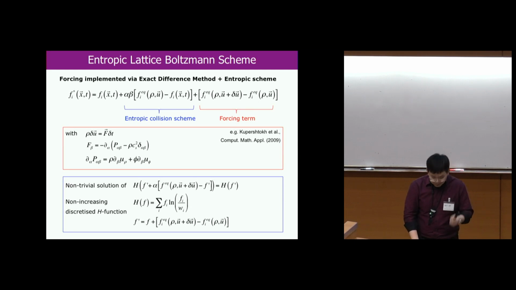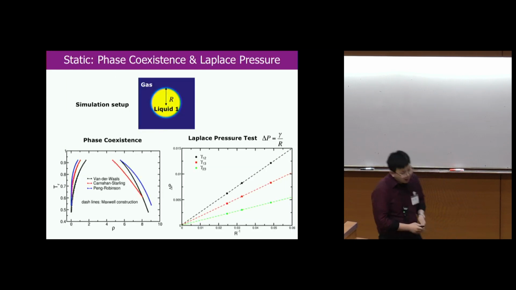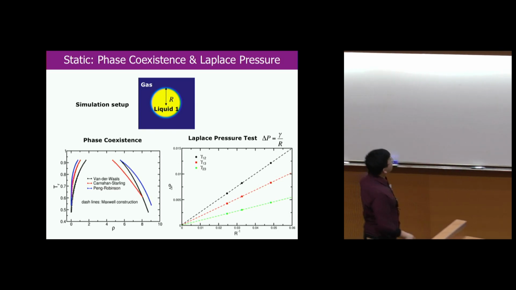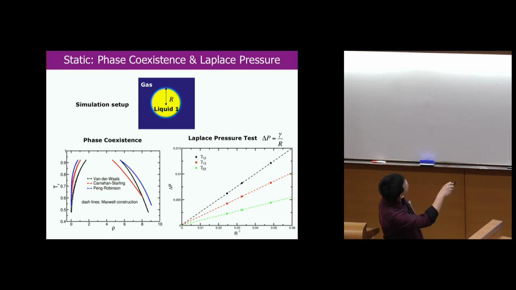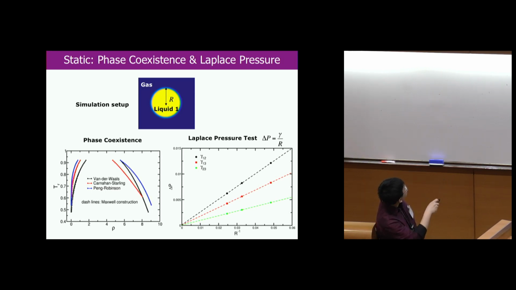Of course, we do our due diligence. So the first thing we do is that we try to reproduce the thermodynamics. So for example, we can do a liquid droplet surrounded by gas, and indeed, we can actually reproduce different equations of state that you want. So we tried van der Waals, Carnahan-Starling, and Peng-Robinson.